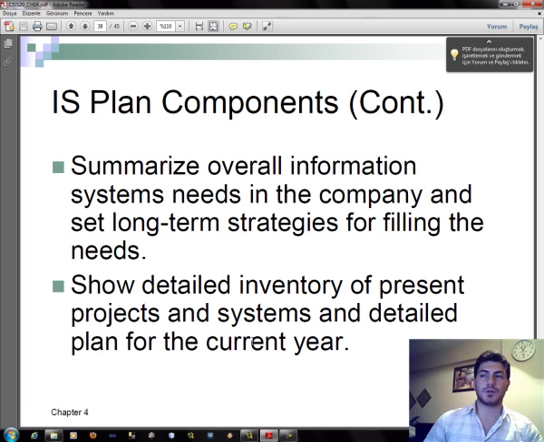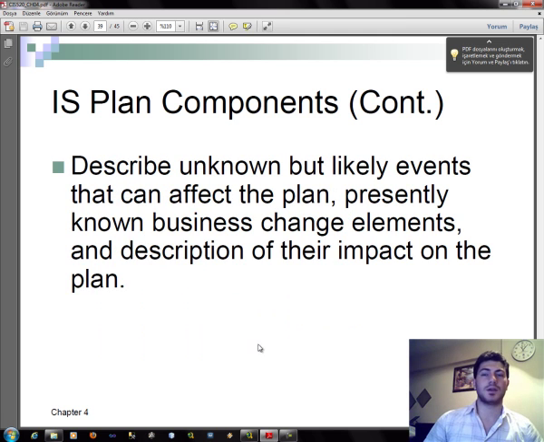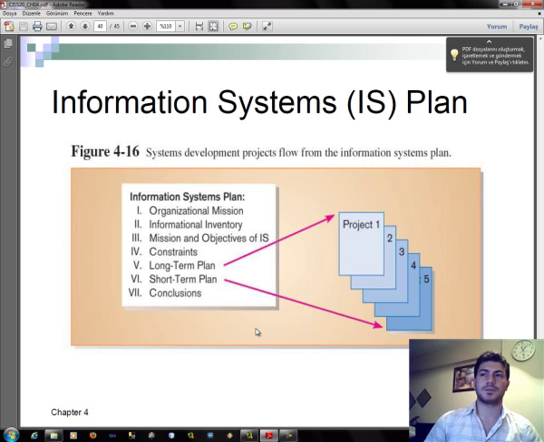Show a detailed inventory of present projects and systems and a detailed plan for the current year. Describe unknown but likely events that can affect the plan, presently known business change elements, and a description of their impact on the plan. Now you see a figure about the information systems plan.